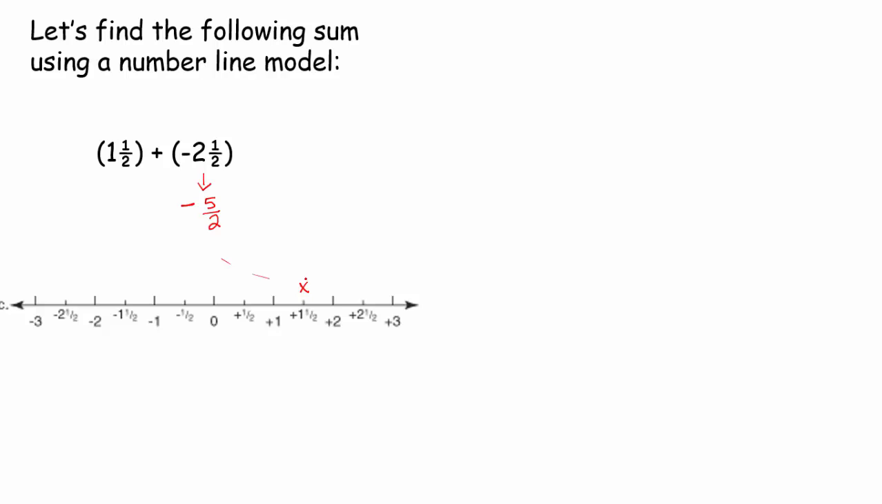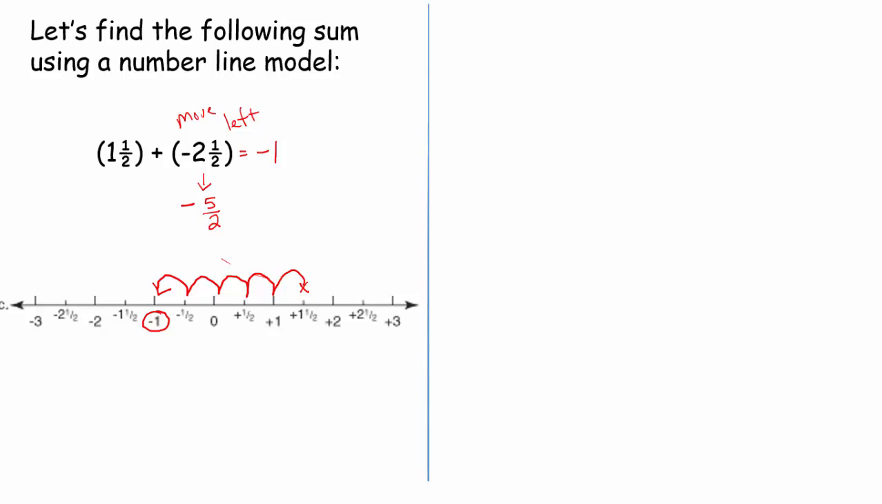So if I start at a positive 1.5, adding a negative, we know we need to move left. So I'm going to go left 5 halves. 2.5 is 5 halves. So I'm going to go left 1, 2, 3, 4, 5 halves, and I'll definitely end up there at a -1. So on the number line, we can see that this sum gets us to a -1.